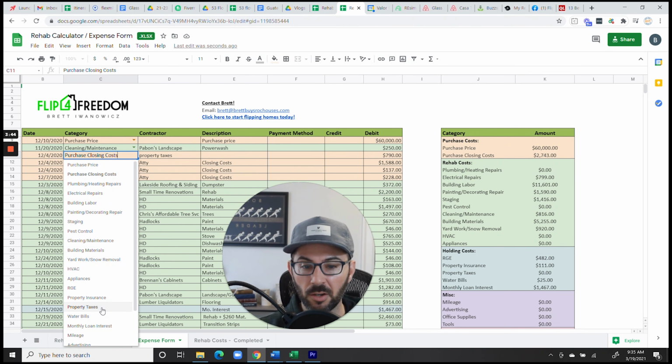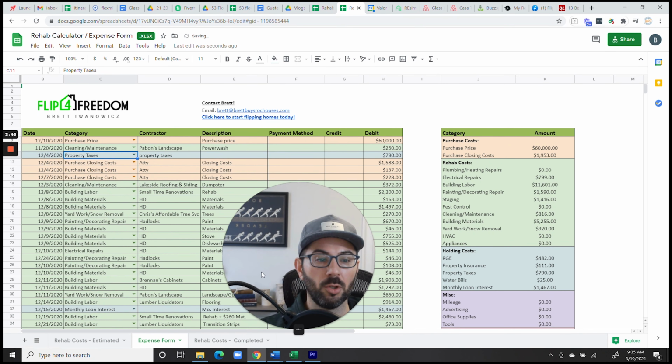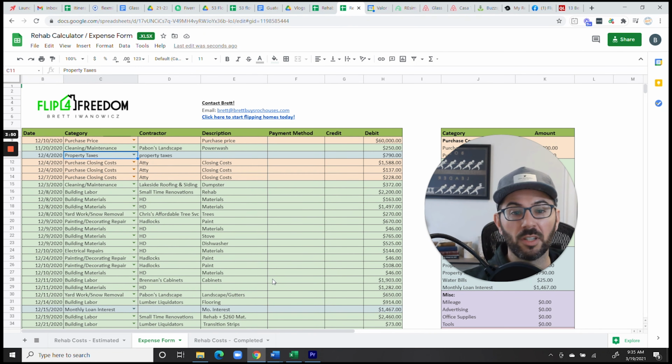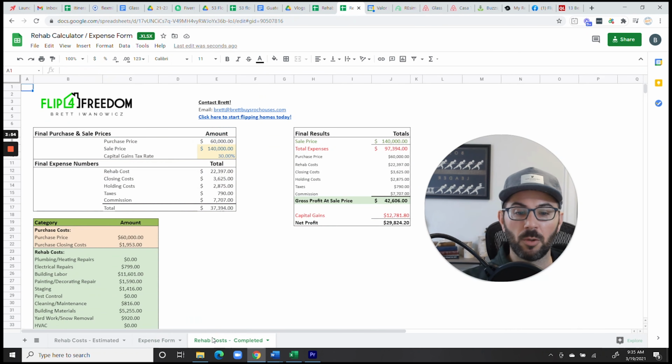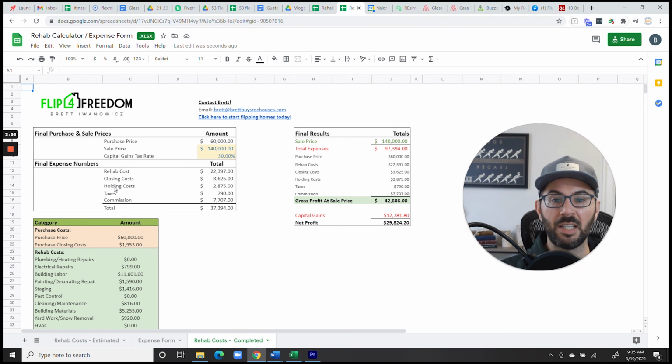So we got to go back down here and find property taxes. So that turns it back blue. Right down here we can see property taxes. What this also does is pulls in all the data from this form into your last form, the rehab cost completed. So this is going to give you the final product or final numbers on your rehab.